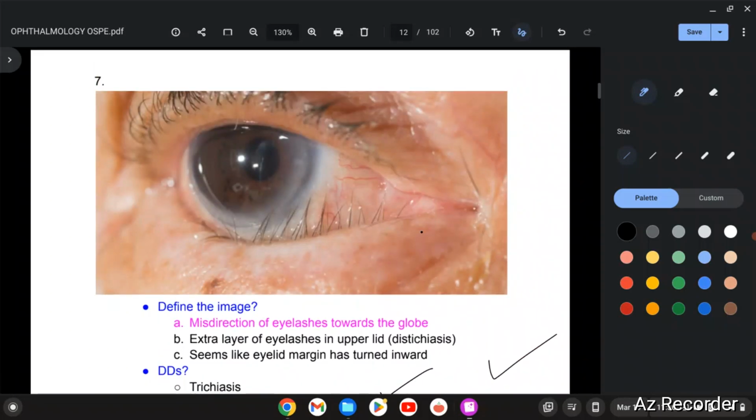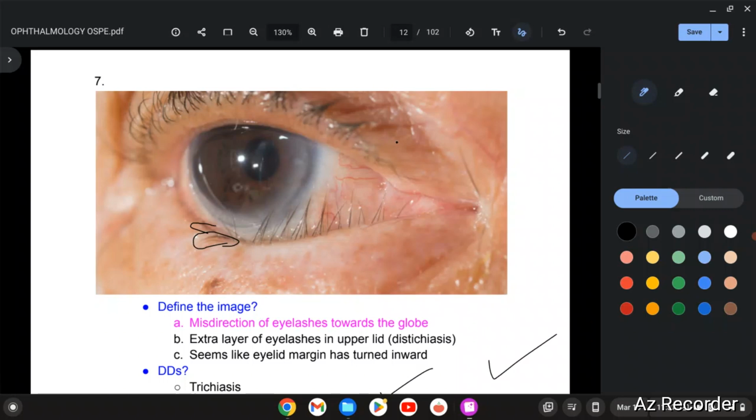So, in this picture, it seems like the eyelid margin is at its place. It's only the lashes which have turned inwards. But I'm not sure, it can also be entropion. But on the first differential diagnosis, I will say that this is trichiasis. To be on the safe side, I'll say this can also be entropion, because this eyelash actually is at the right place. This one also seems to be in the right place. If the whole eyelid margin has turned inward, all of the eyelashes will be towards the globe, right? It makes sense, right? So these two things make me think that this is most probably trichiasis.